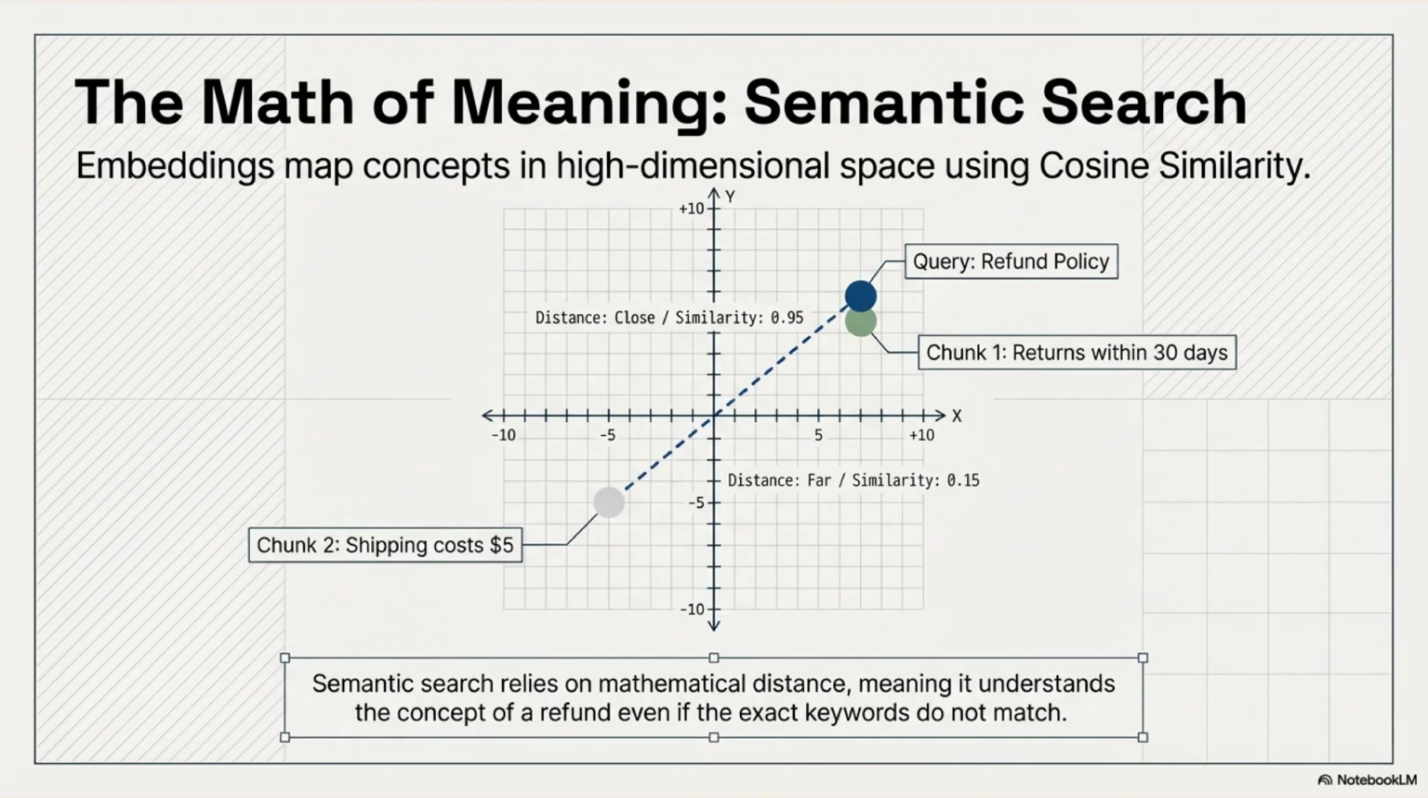The text at the bottom of the slide makes this explicit. Semantic search relies on mathematical distance, meaning it understands the concept of a refund even if the exact keywords do not match. This is a fundamental breakthrough over keyword search. Traditional search would miss returns within 30 days if you searched for refund policy. Semantic search finds it because it understands meaning, not just words.